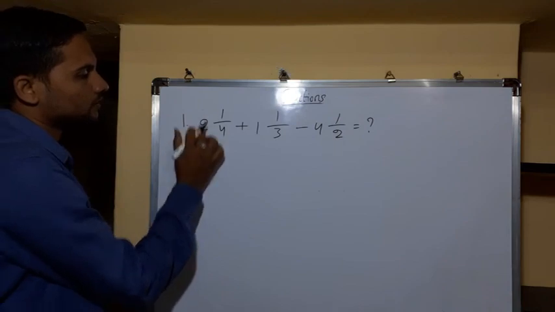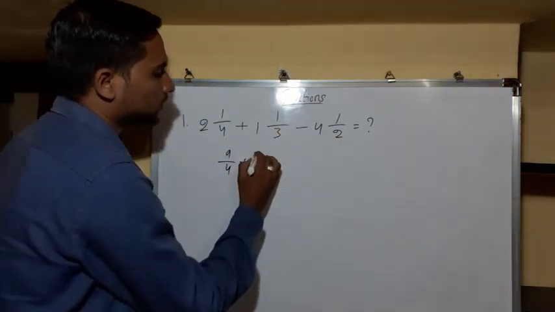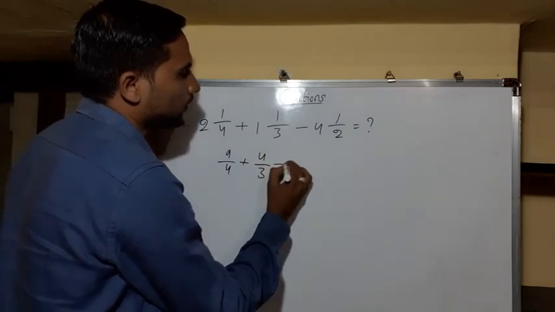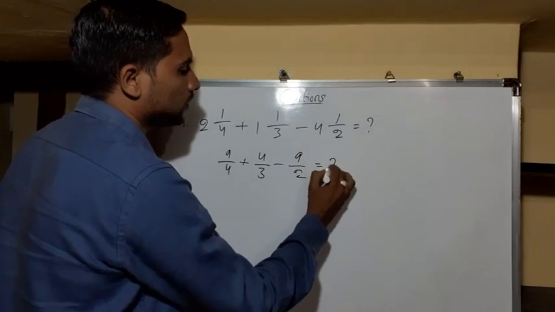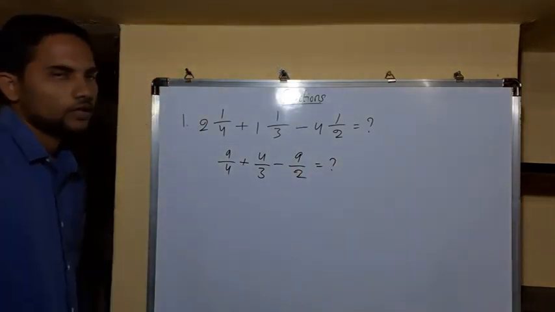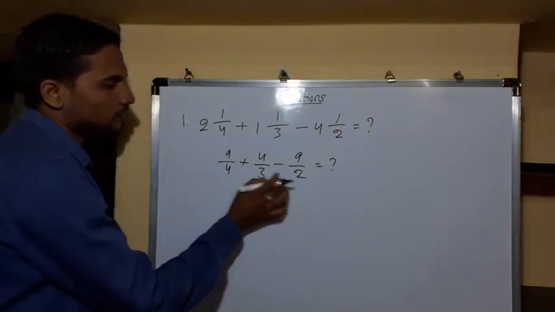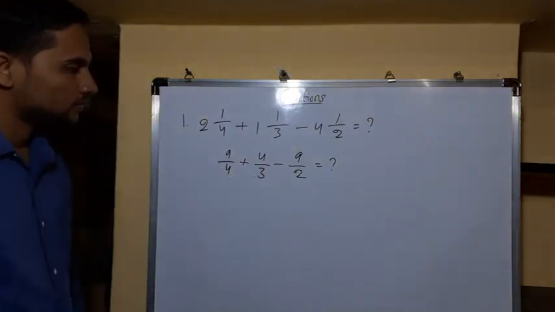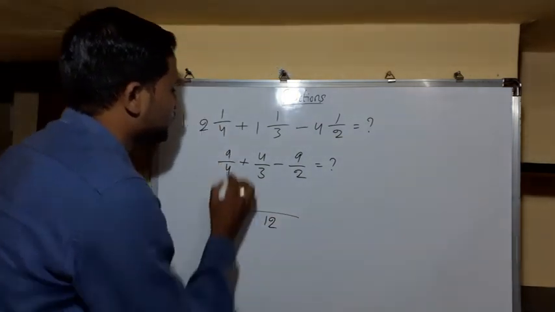2 4s are 8 plus 1, so 9 by 4 plus 3 1s are 3 plus 1, 4 by 3 minus 4 2s are 8 plus 1, 9 by 2. Question mark. Right? Then what we used to do? We used to take the LCM of 4, 3, 2. What is the LCM? It is 12. Right? So take the LCM 12.